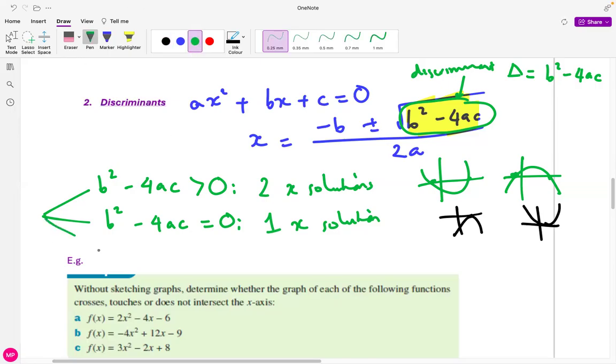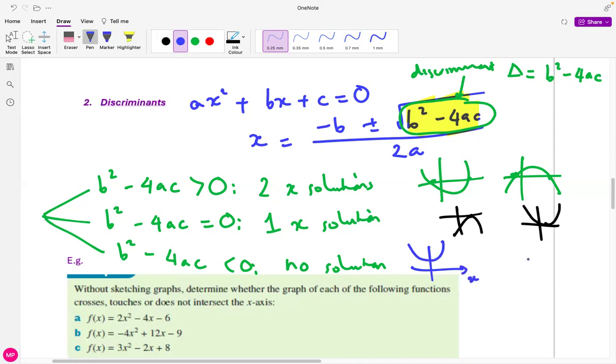And finally, if you have b squared minus 4ac less than 0, the square root of a negative number is undefined, so you have no solution. If we have the parabola, it just goes like that and doesn't cut the x-axis at all. And it might go like that if it faces the other way.